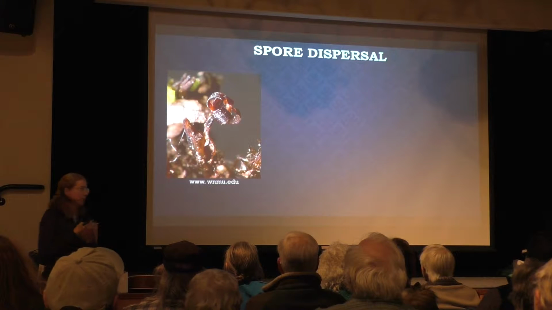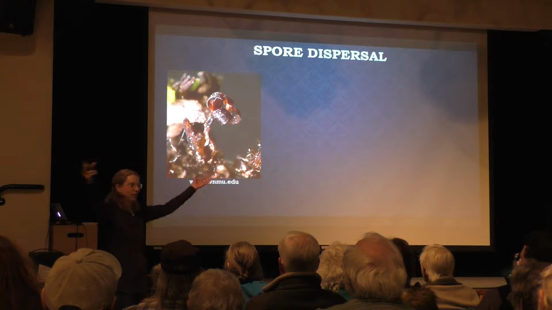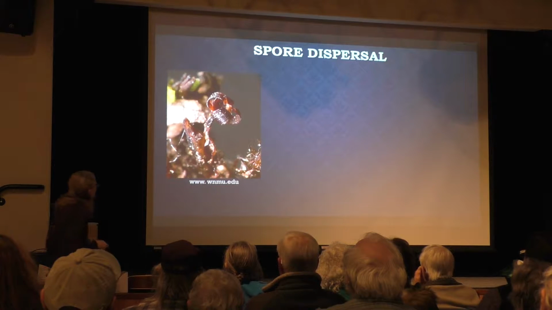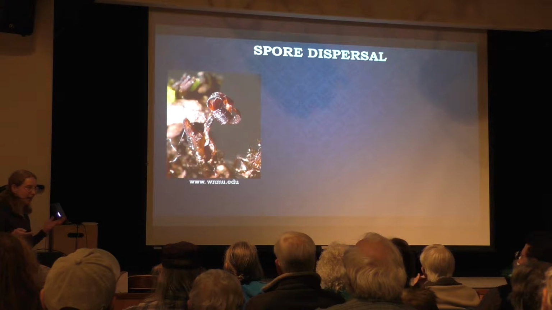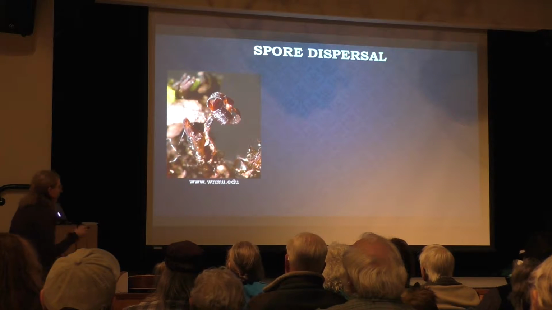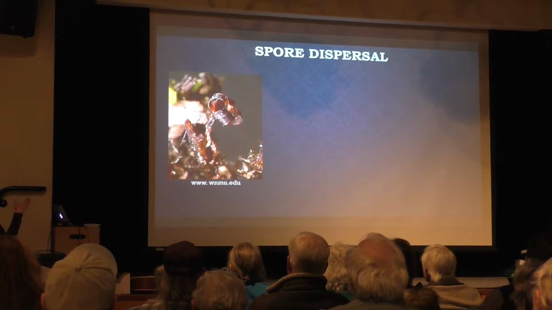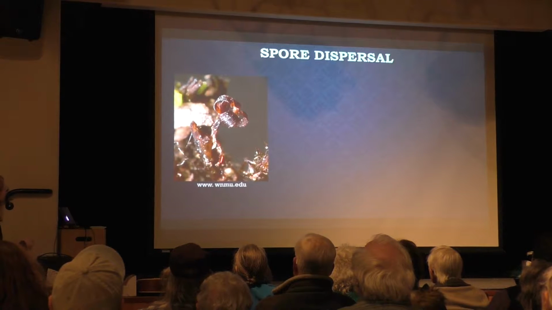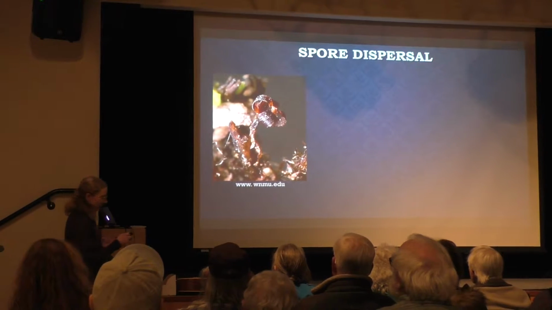So, spore dispersal. That's how you get your stuff out there, right? That's how you make new plants of your own. These capsules have different strategies for getting rid of your spores. Kind of the more primitive method is you just break open and let them fall out. So this is Andreaea rupestris. It has these 4 slits in the capsule and they just fall out.